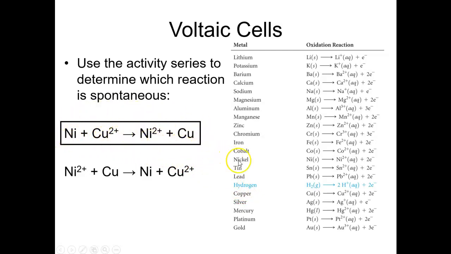Nickel is going to be oxidized because it's higher up. Copper is going to be reduced because it's lower down. Now we're going to talk about using something called standard reduction potentials, which will give us the same answer to this question, but it'll also allow us to calculate a cell potential.